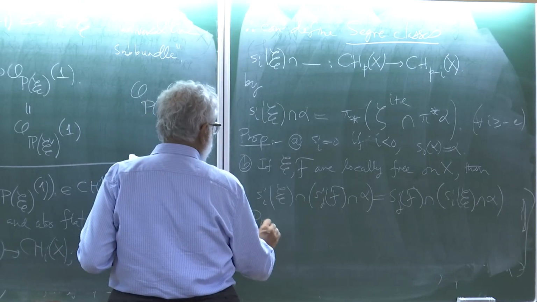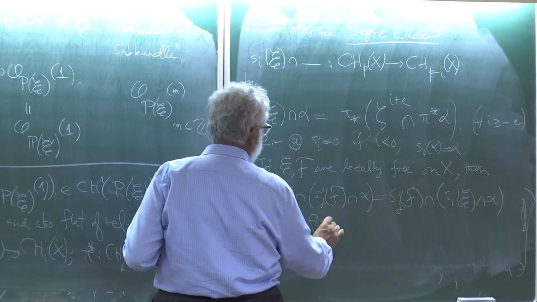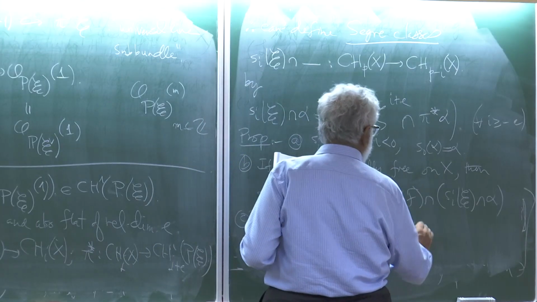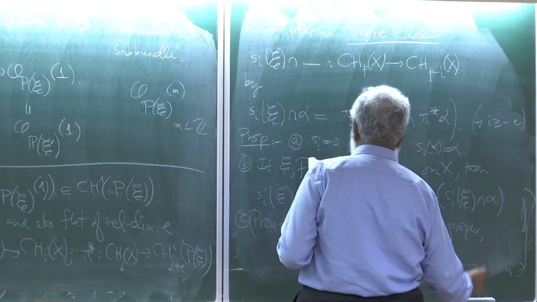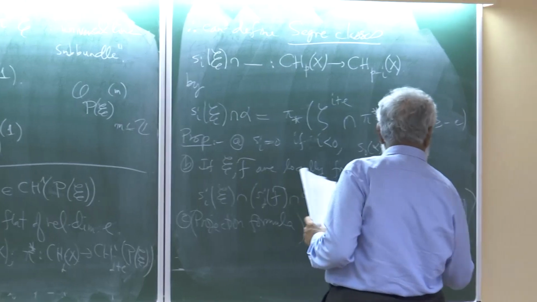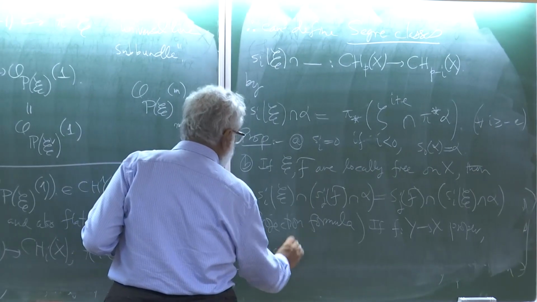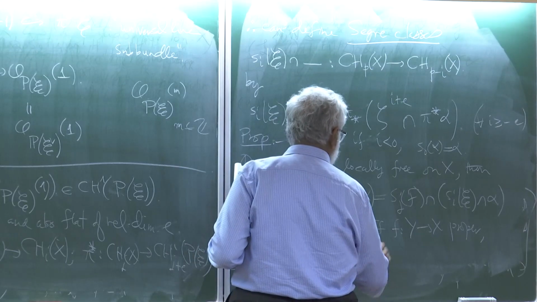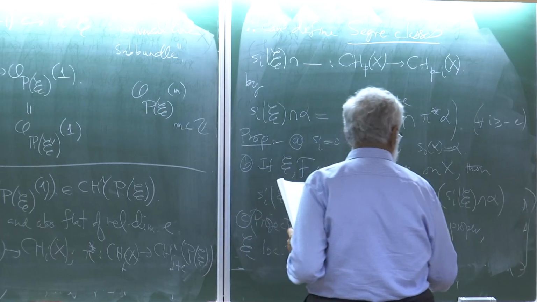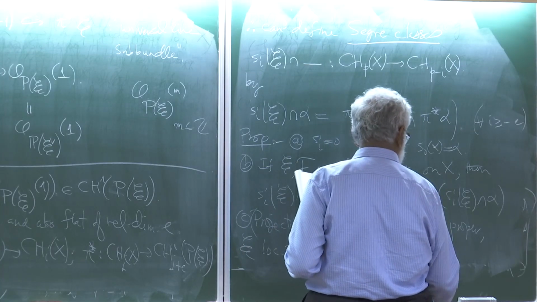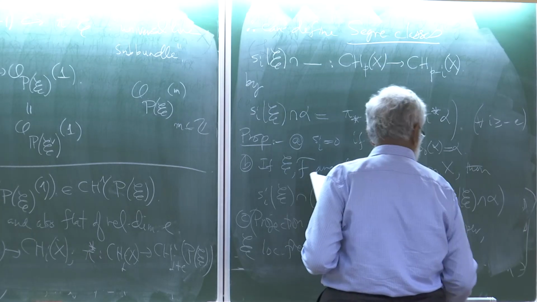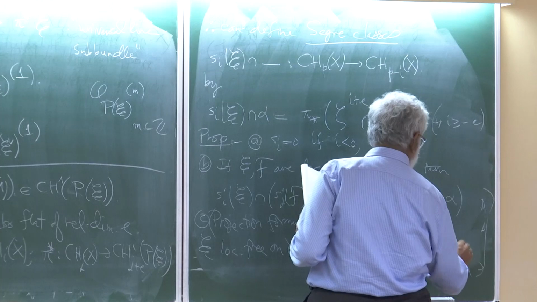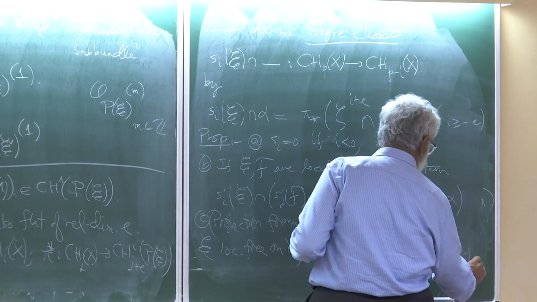And then there's the projection formula. If f from Y to X is proper, and E locally free on X, alpha in Chow of Y, then S_i E cap f lower star alpha is equal to f lower star of S_i of f upper star E cap alpha.